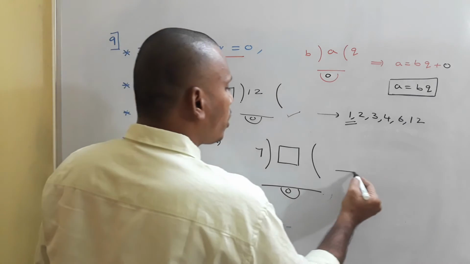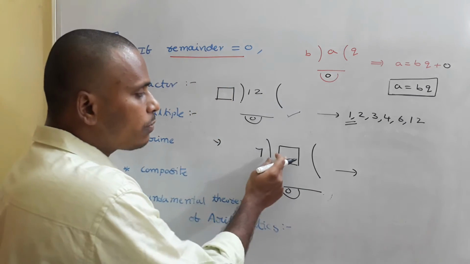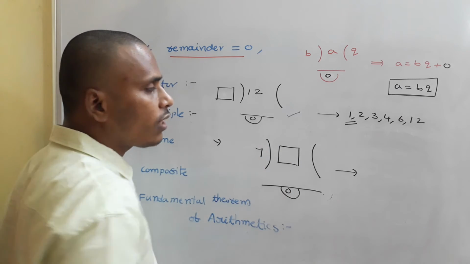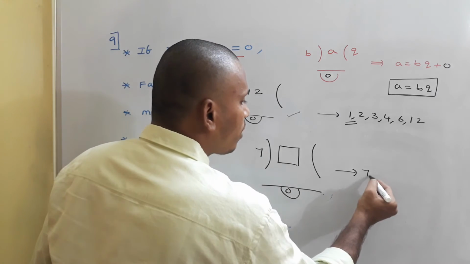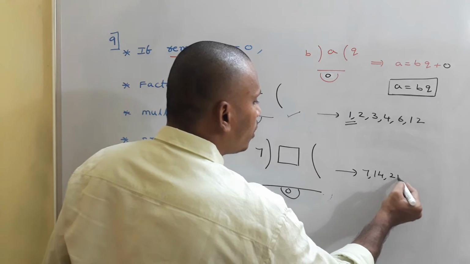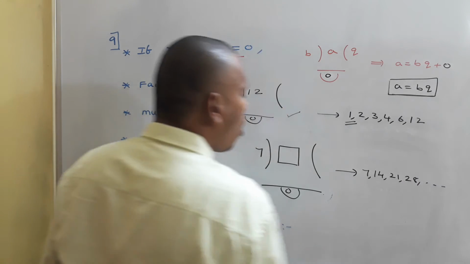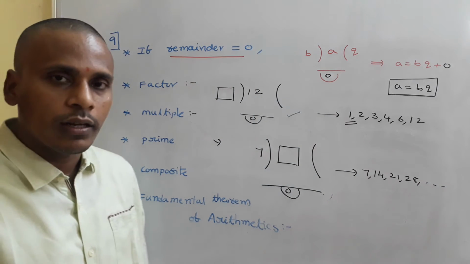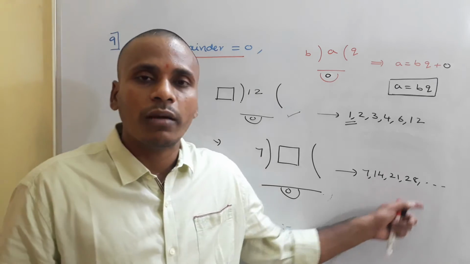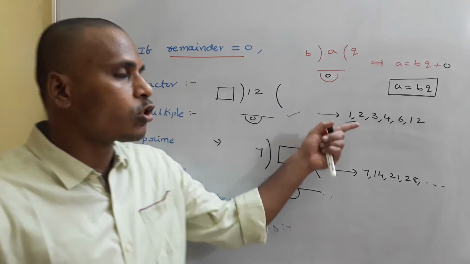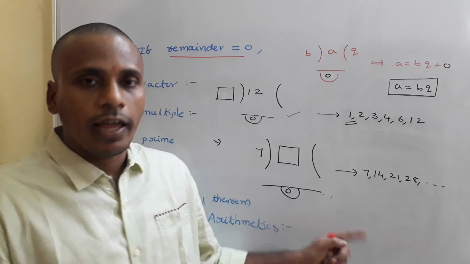Okay. And whereas coming to the multiples of 7, this is the position of multiple. So we need to think about the possibilities of this blank, and the possibilities are 7, 14, 21, 28 and so on. All these are the multiples of 7. Okay. And multiples of a number are infinite. Whereas factors of a number are finite, multiples are infinite.